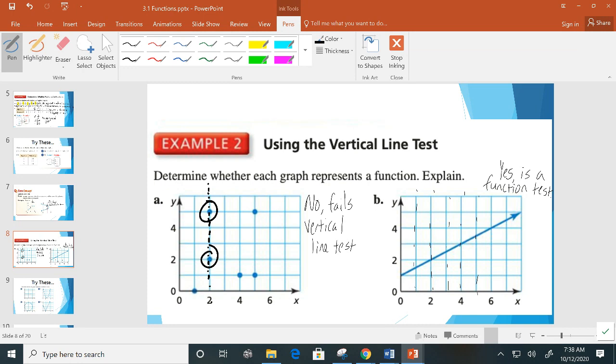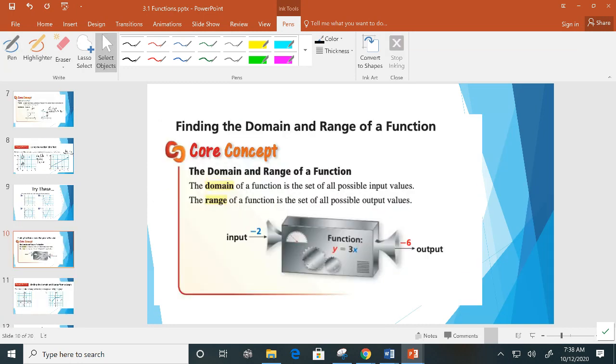Let's keep going into our next topic, which is domain and range. So domain and range is something that you're going to see for a long time in Algebra 1 and Algebra 2, so it's important that you understand this concept.